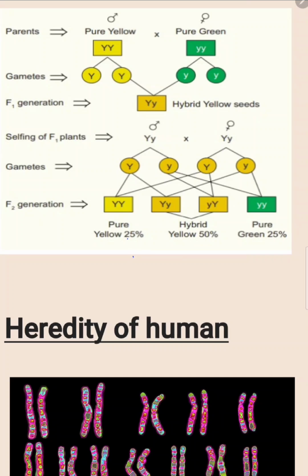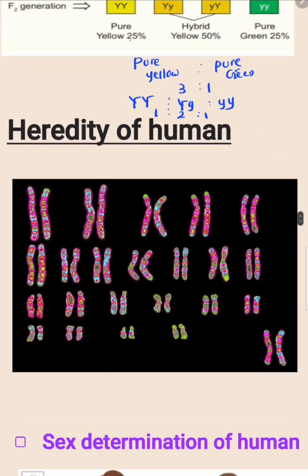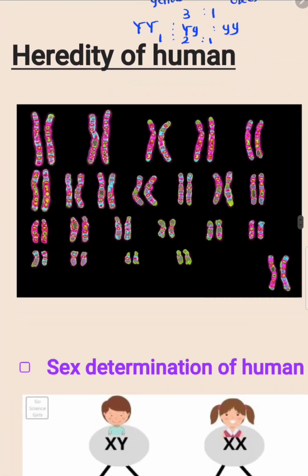Pure yellow to pure green is 3:1. It is the phenotype. The genotype ratio is capital Y, capital Y to capital Y, simple Y to simple Y, simple Y, which is 1:2:1. It is the genotype. Then let's see heredity of humans.